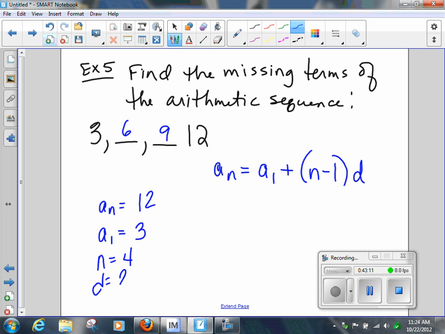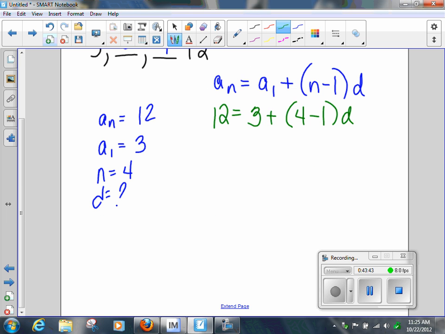And in this case, we don't know what the difference is. Now, we know what the difference is, but remember, we're proving with what we know. All right, so let's throw our numbers in there. 12 is equal to 3 plus 4 minus 1 times d. Because you know the next example is not going to be that easy. You know I'm going to give you some jacked up numbers, right? 12 is equal to 3 plus 3d.